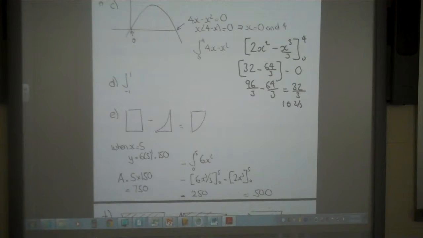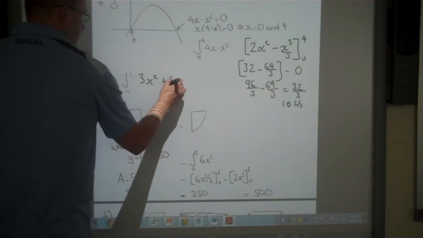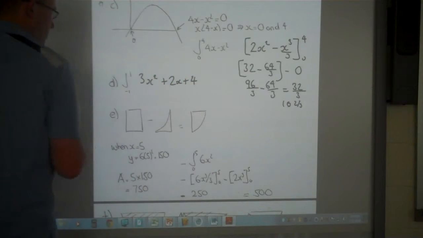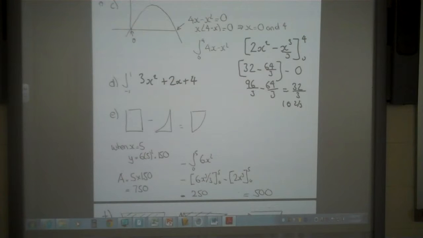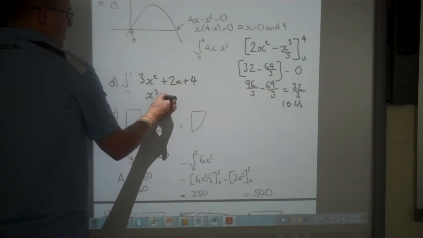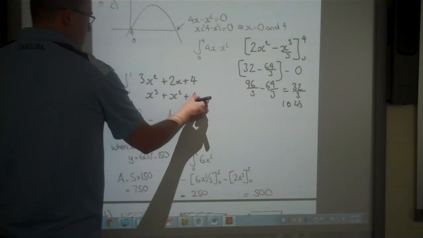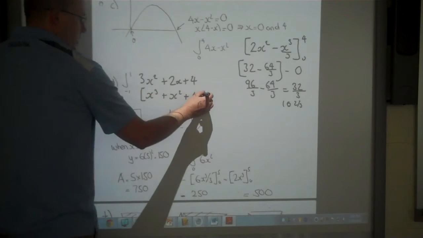Now for D, it says quite clearly the limits are negative 1 and 1, so we just have to look at what the equation is. So 3x squared plus 2x plus 4. So when we go ahead and integrate that, the integral of 3x squared is x cubed. The integral of 2x is 2x squared over 2, which is just x squared. And the integral of 4 is 4x.